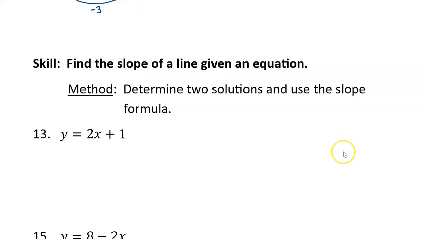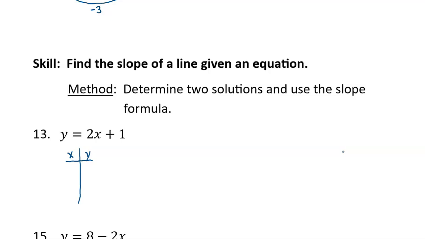Now the second skill today is to find the slope of a line when you're given its equation instead of given two ordered pairs. And the method is determine the two ordered pairs yourself, and then you can use the slope formula. Here we have a linear equation. It's already been solved for y, so we're ready to make an xy table. Find two solutions. Make smart choices for x.